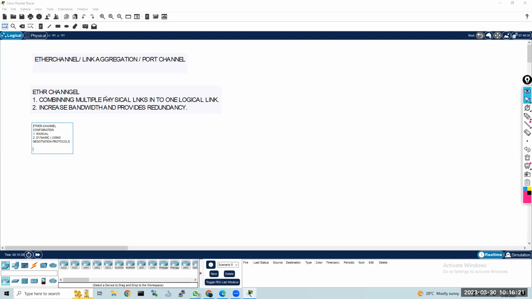Okay, so which protocol are we using for Ether channel? Ether channel is a wide area network, right? It should be TCP, I think. Or STP, I guess.